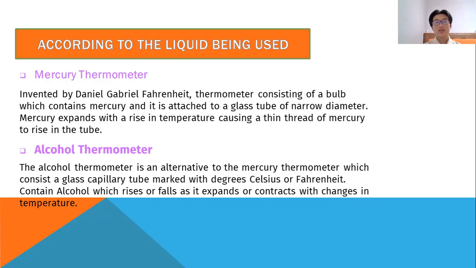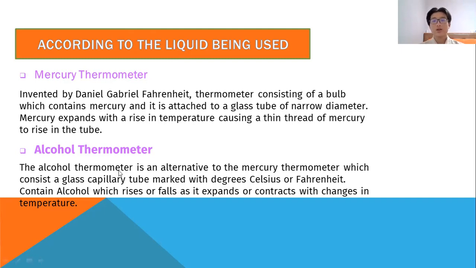Now we are going to discuss the thermometer according to the liquid that is used. First, the mercury thermometer. The mercury thermometer was invented by Daniel Gabriel Fahrenheit. The thermometer consists of a bulb. This bulb contains mercury and is attached to a glass tube, which has a narrow diameter. This mercury expands with a rise in temperature, causing a thin thread of mercury to rise in the tube. So when there is a rise in the temperature, the thin thread of mercury will also rise.